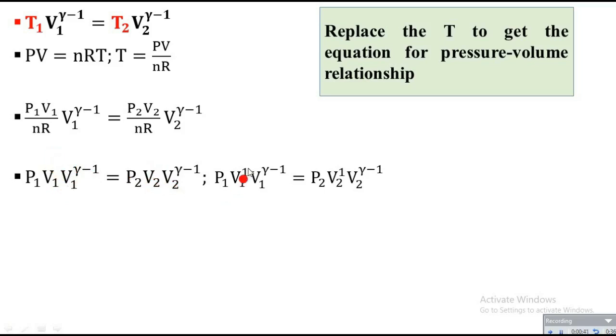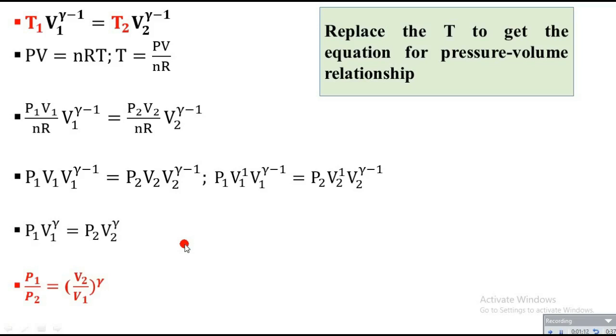So then we need to add here. That means it will be P1 V1. Here will cancel, and this one will be P1 V1 gamma equals P2 V2 gamma. Then if you divide, P1 over P2 is equal to V2 over V1 to the power gamma. So this is the equation for the pressure and volume relationship in reversible adiabatic processes.